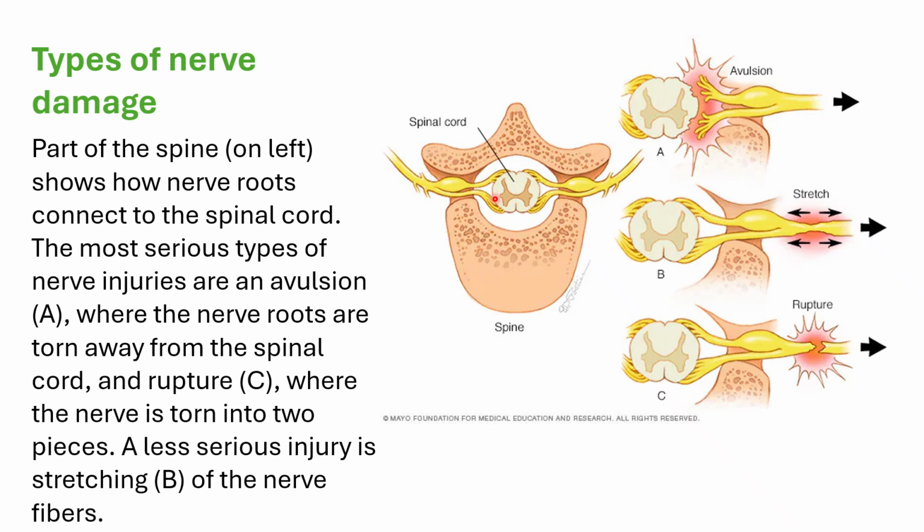So as you can see, this is a spinal cord. This is an avulsion, breakage. Okay, this is a stretch. You're breaking it when you're stretching it. And this is rupture. This is just rupture.